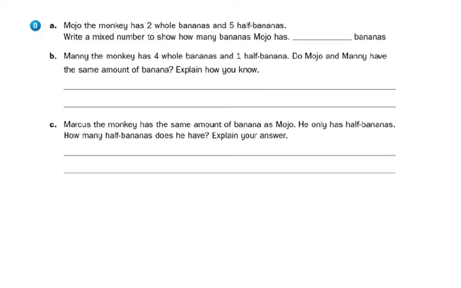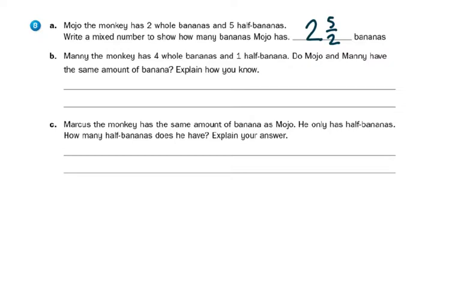Mojo the monkey has 2 whole bananas and 5 half bananas. Write a mixed number to show how many bananas Mojo has. Well, he has 2 and 5 half bananas. Manny the monkey has 4 whole bananas and 1 half banana. Do Mojo and Manny have the same amount of banana? Explain how you know.